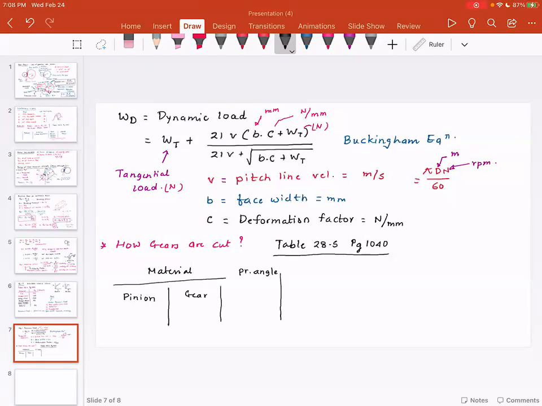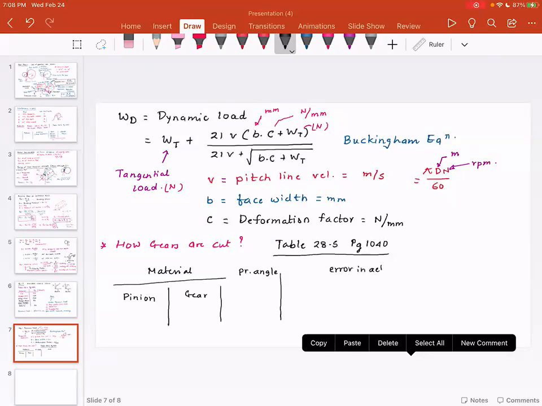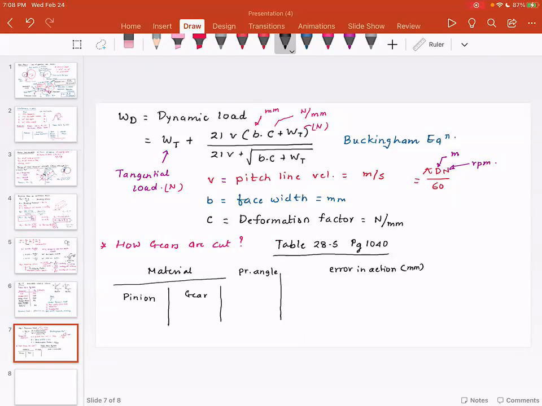And then you have the tooth error in action. So I will just write error in action. And this error in action is usually given in millimeter. That is related to the tolerance of the gear cutter. And this error in action, depending upon the type of gear cutter you use, could go from 0.01 all the way to 0.08. And then for a particular combination, let me give you an example.